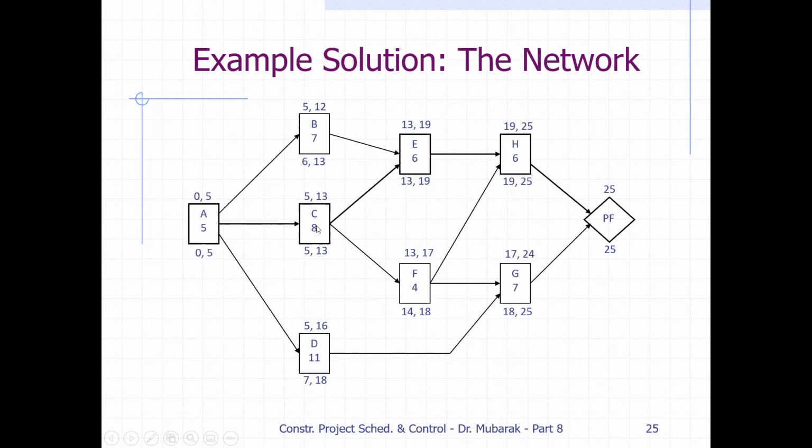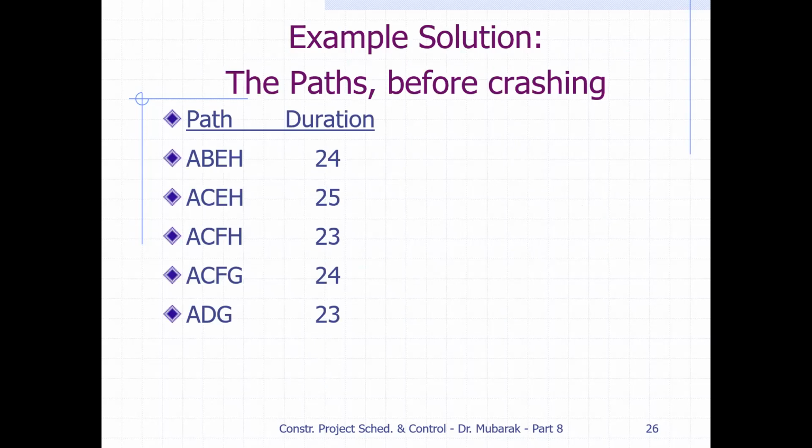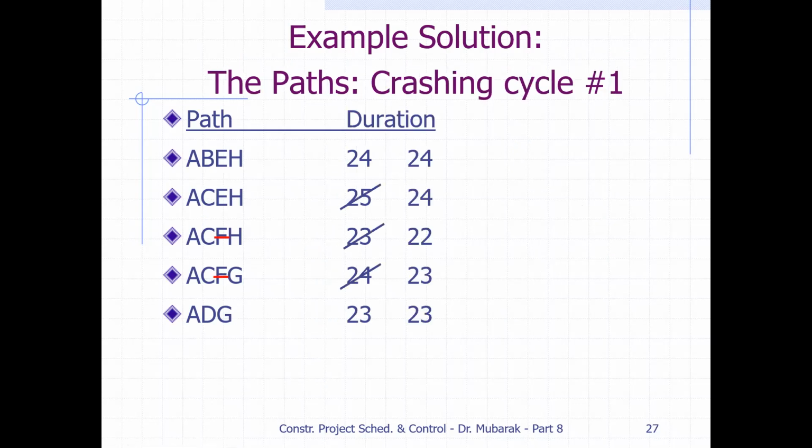You need to draw this by yourself on your paper. Cut 1 day from C and find the duration of the project. It will be 24 days. So after cutting 1 day from C, it will be cycle number 1. For each path: A, C, E, H will be 24 days. A, C, F, H will be 22 days. A, C, F, G will be 23 days. A, D, G will be 23 days. So this is cycle number one.